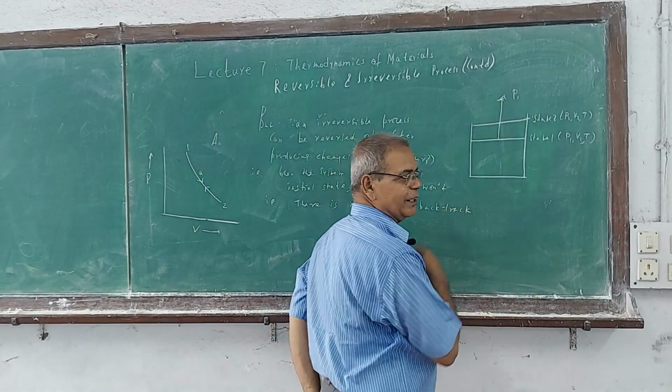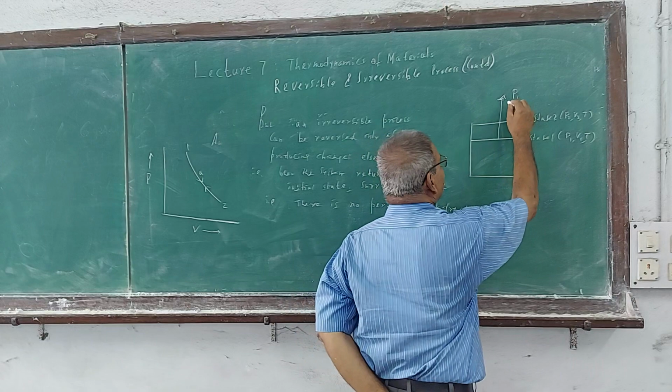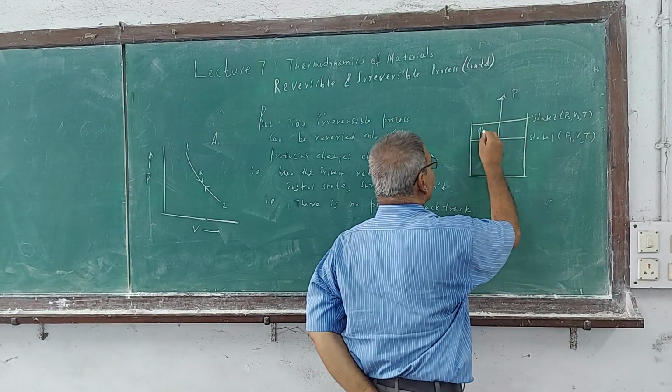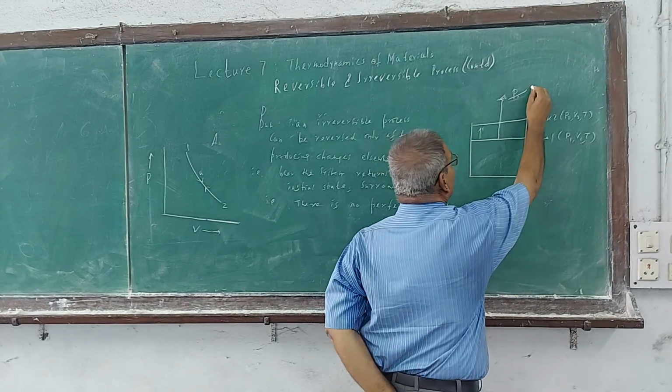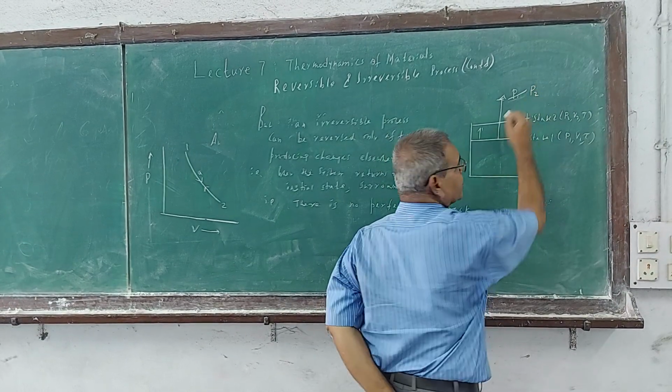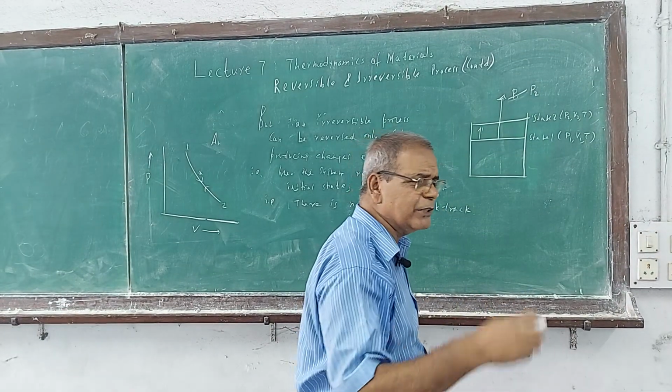Which is this? P1 initially. What shall I do? Expansion for forward. Sorry, I'll knock it off. Replace this by P2 itself, directly to the final one.